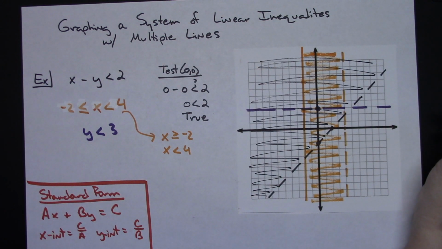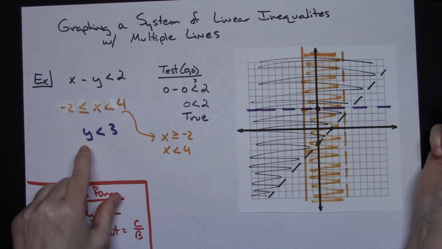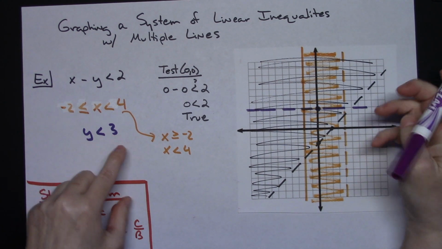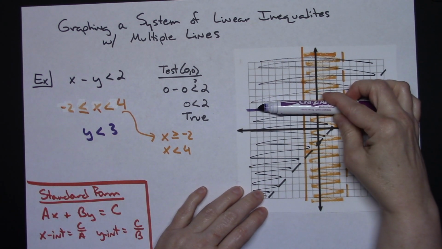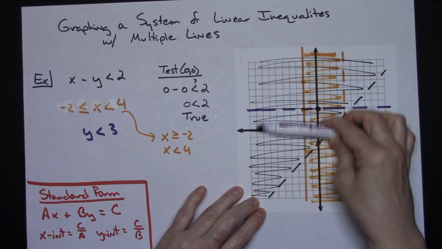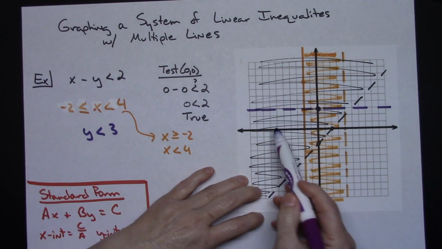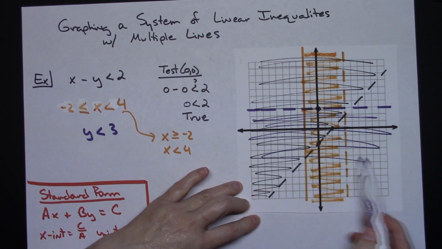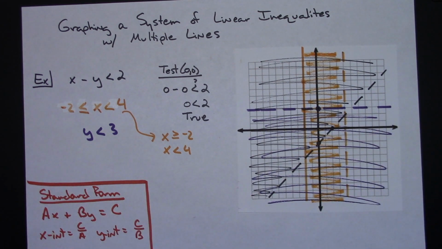And now we need to decide which way we are going to shade. This says y is less than 3, so if here's 3, where are the numbers that are less than 3? It would be these down here. So on the purple line, I'm shading everything that is below. Now with all this shading, it has gotten a little crazy, so like I said, some people do the arrows pointing to where you're going to shade.